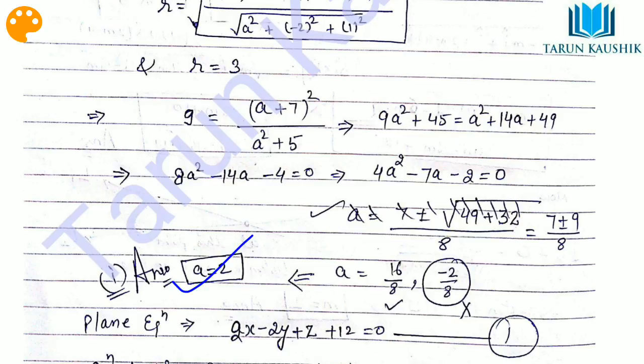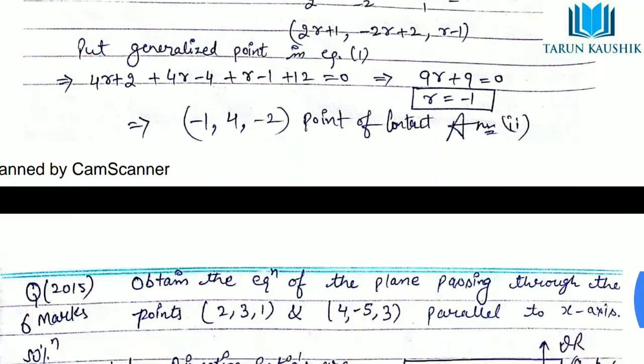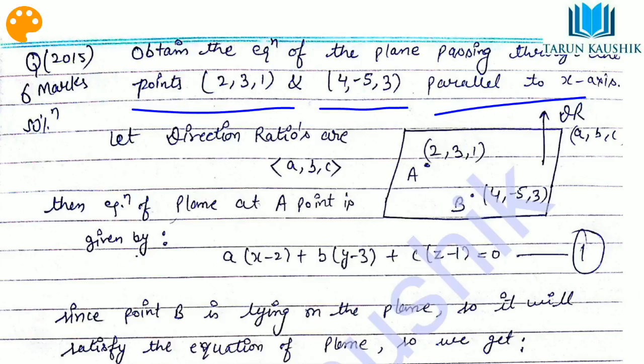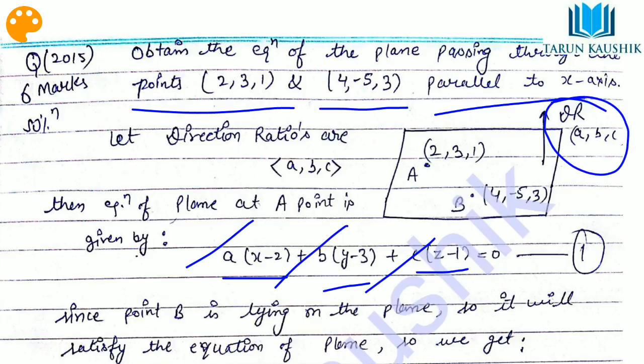Now this a we have calculated, or you can say that we have solved this question, and we were here. Okay, now the question was, obtain the equation of the plane passing through this point and parallel to the x-axis. So this is the equation of a plane, which is given by a(x - x1) + b(y - y1) + c(z - z1), where these a, b, c are the direction cosines of this given plane. Okay, these are direction cosines, or direction ratios.